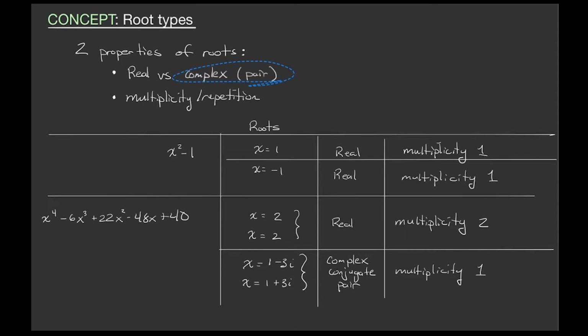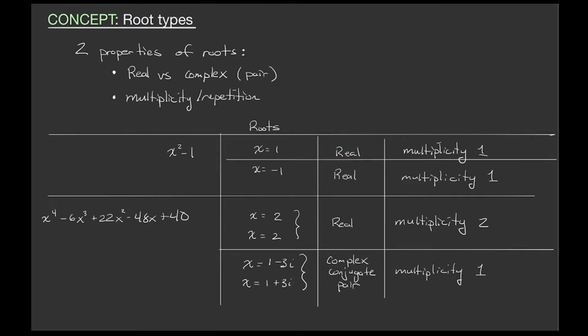Besides knowing whether it's real or complex, you also have the number of times that it appears, which we call its multiplicity, or in a more colloquial sense, its repetition. If we have, let's say, x squared minus 1, that has 2 roots. One root is x equals 1. Another root is x equals -1. Both of these are real, and both of them appear only one time.